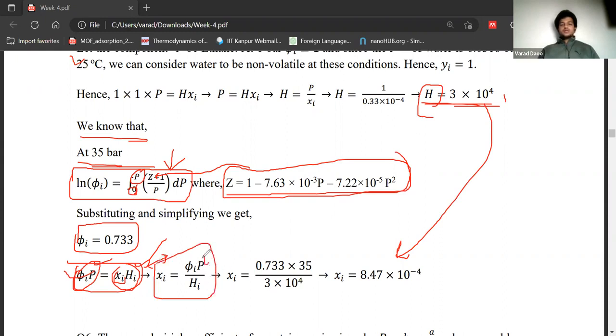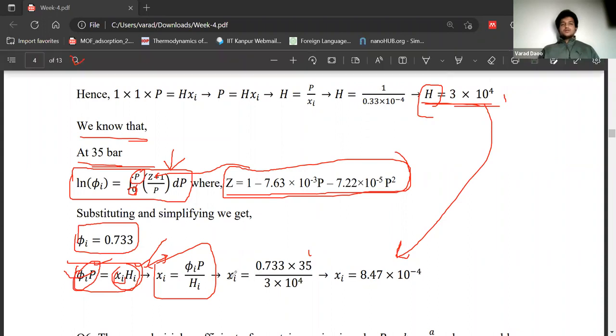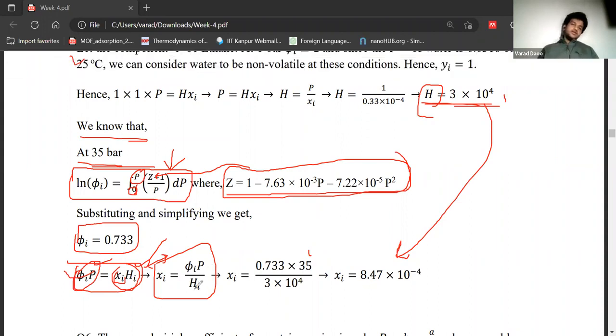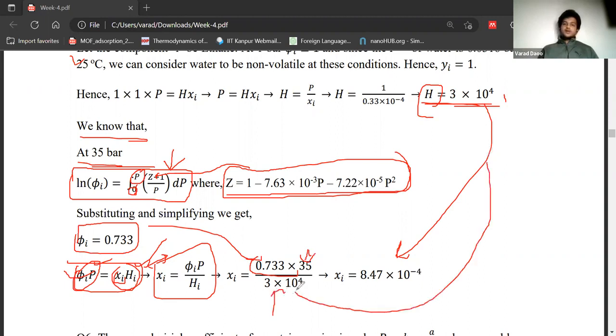So you rearrange it, you get xi is equal to phi i P by Hi. Sorry, this is nothing but the pressure, so this is the partial pressure, phi i P divided by Hi. So we know phi, just now we calculated. This has already been given. This we just calculated from here. Put in the values, you get this as 0.87 raised to the power minus 4.